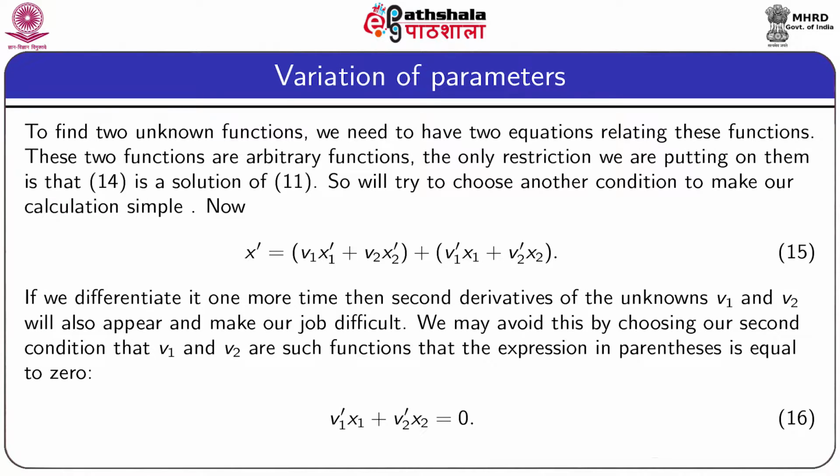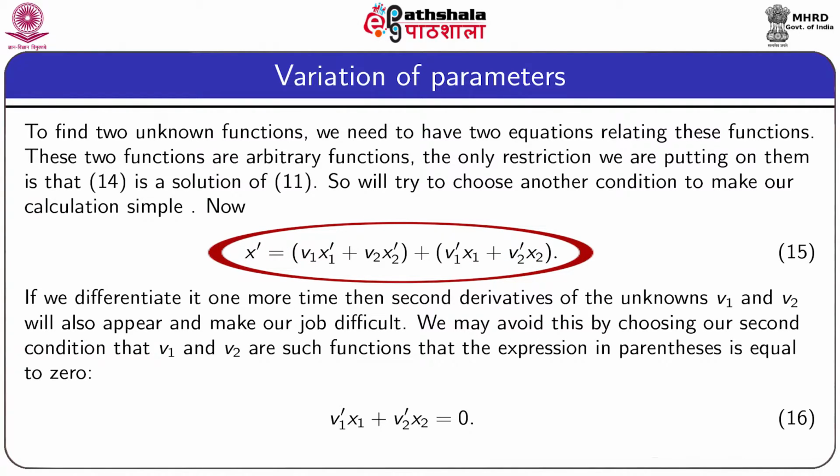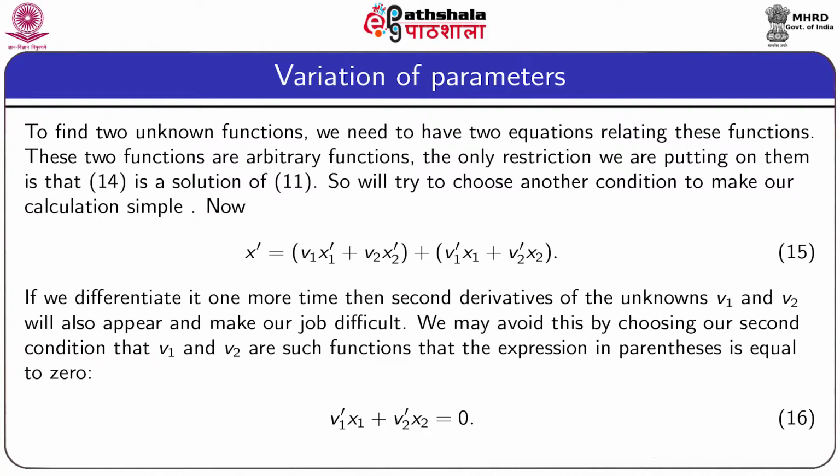To find two unknown functions, we need two equations relating these functions. These two functions are arbitrary, and the only restriction we are putting on them is that 14 is a solution of 11. So, we will try to choose another condition to make our calculation simple. Now, if we differentiate x, we get x dash equal to v1 x1 dash plus v2 x2 dash plus v1 dash x1 plus v2 dash x2.